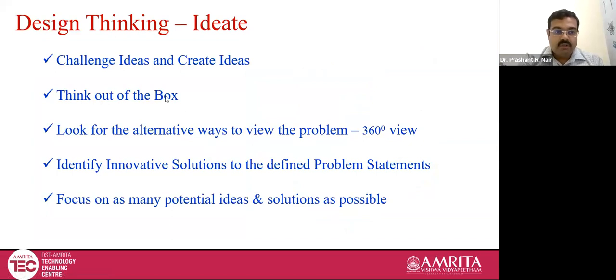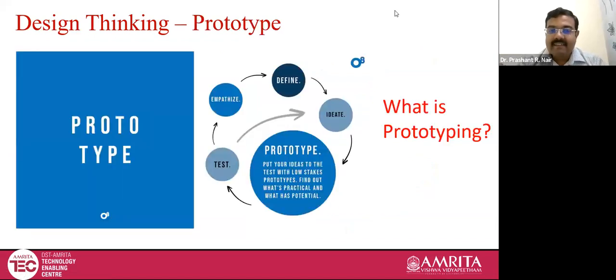So you have done this. Now you are ideating. You are getting so many ideas. Challenge the ideas. Ask questions. Think out of the box. Look for different types of solutions. List all the solutions as much as possible. Get all the wild ideas. List all the wild ideas. Rank the wild ideas. Select the best wild ideas. That is the third step.